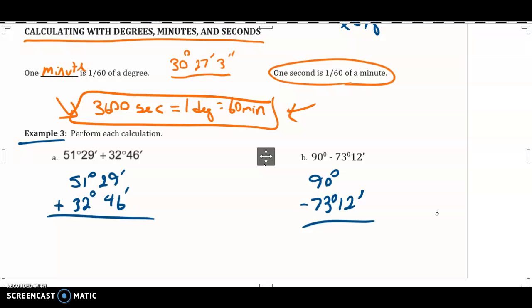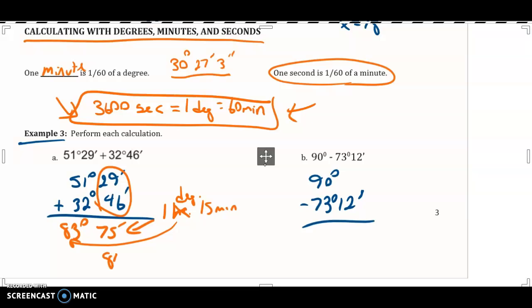When we add these together, we end up getting 75 minutes and 83 degrees. Let's go back to time. We could say 75 minutes, or we could say 1 hour, 15 minutes. Instead of saying 1 hour, we're going to add that onto the degrees. So my final simplified answer would be 84 degrees, 15 minutes. This is the best answer right here.